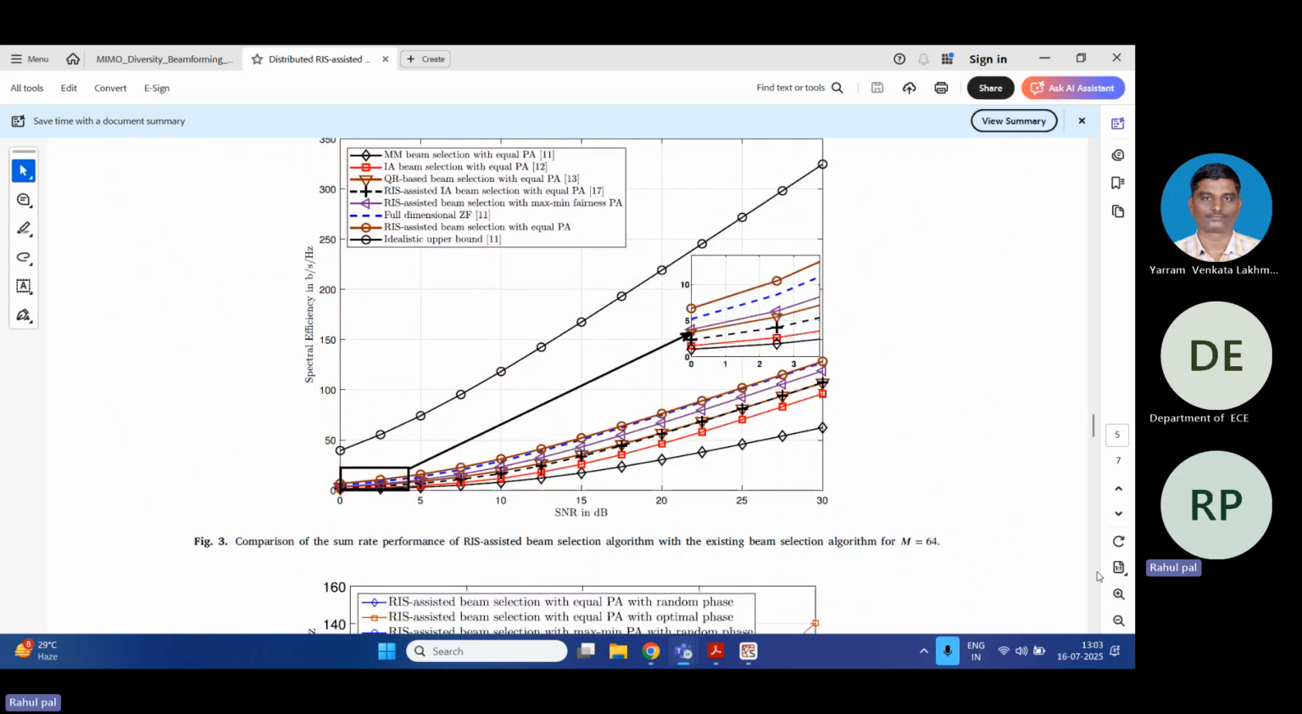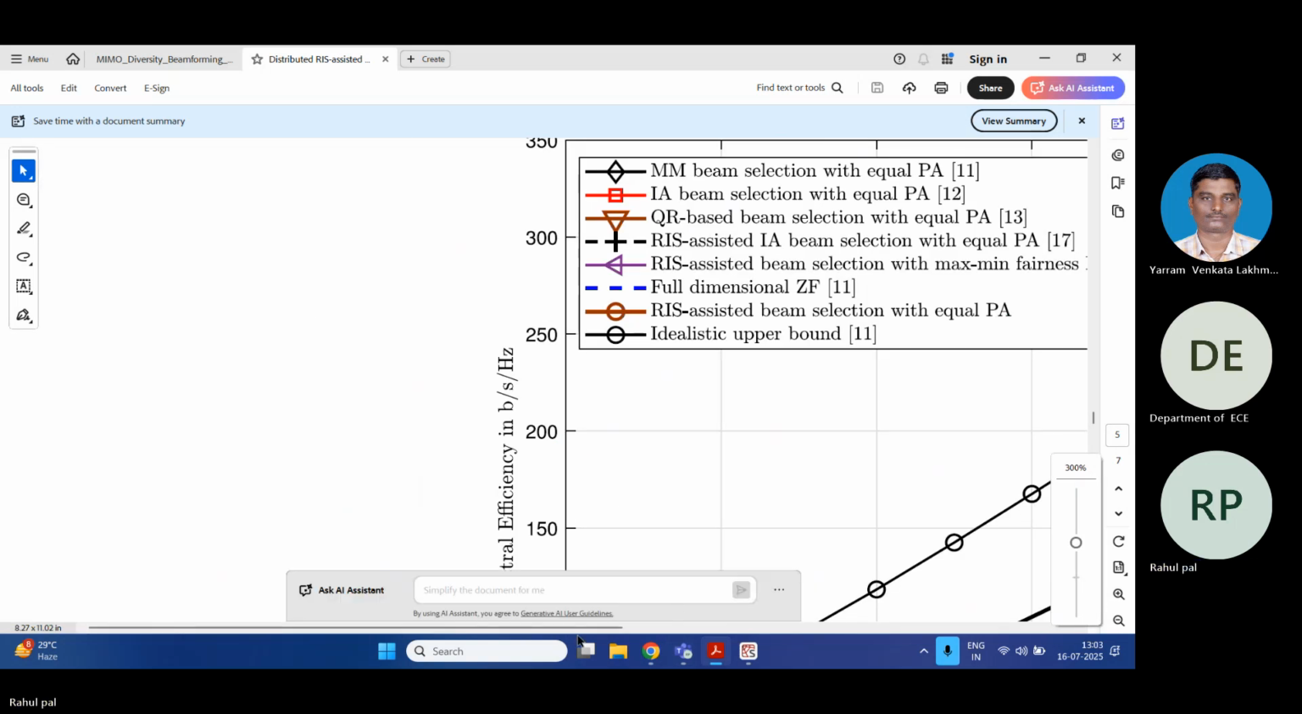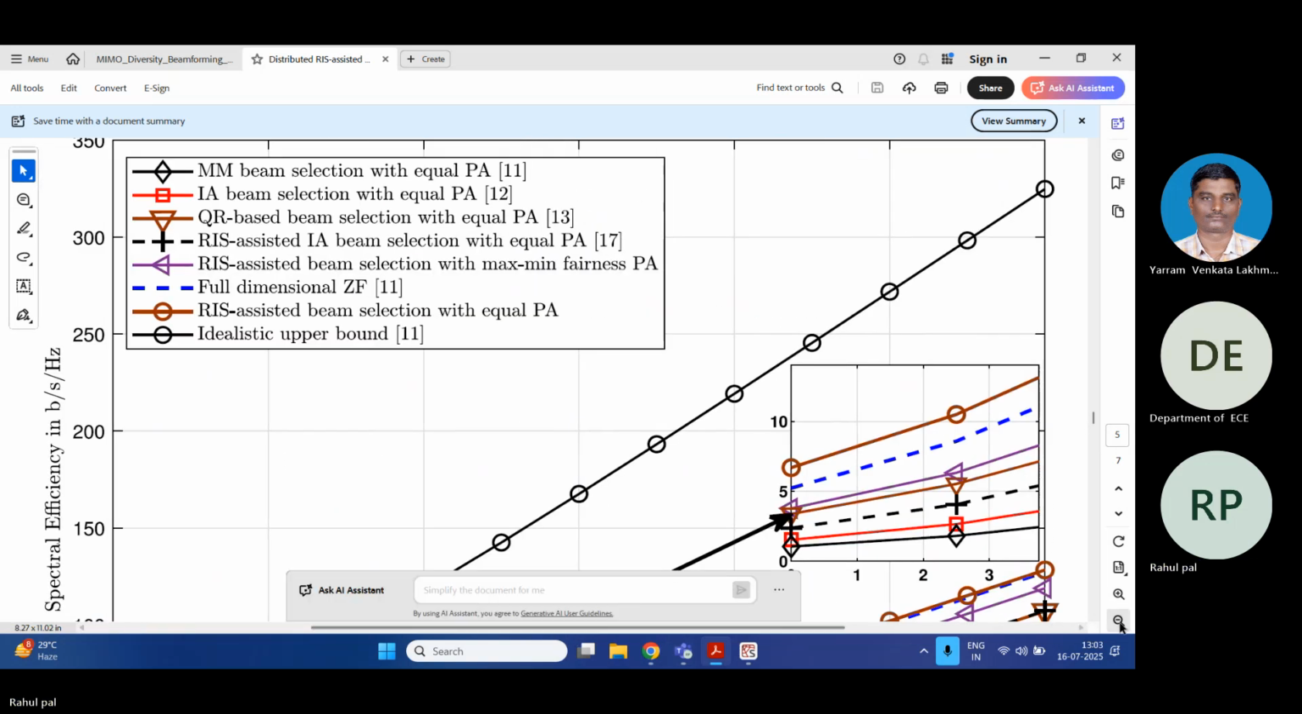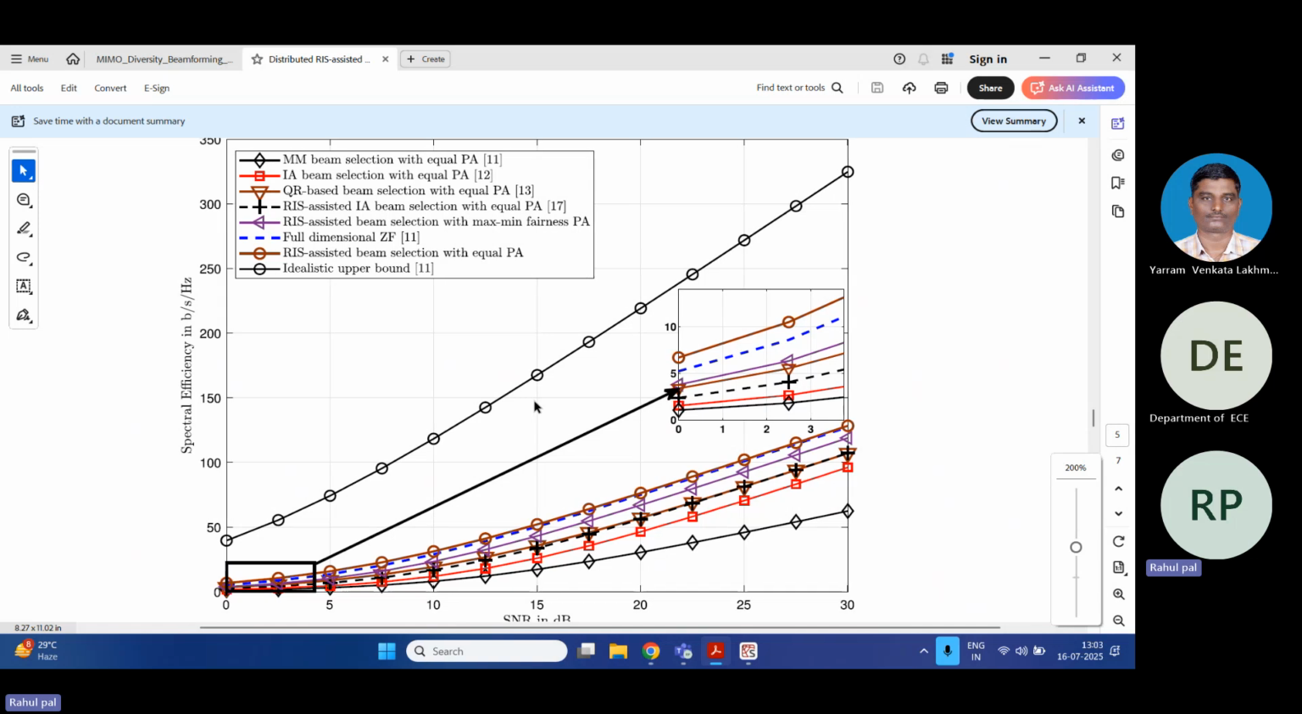In these results, this is the upper bound, and this is the proposed one. The proposed one is coming higher than the existing algorithms. And this one is with equal power, which means we are giving equal power to all the users. Till now, I did not use the max-min fairness algorithm.